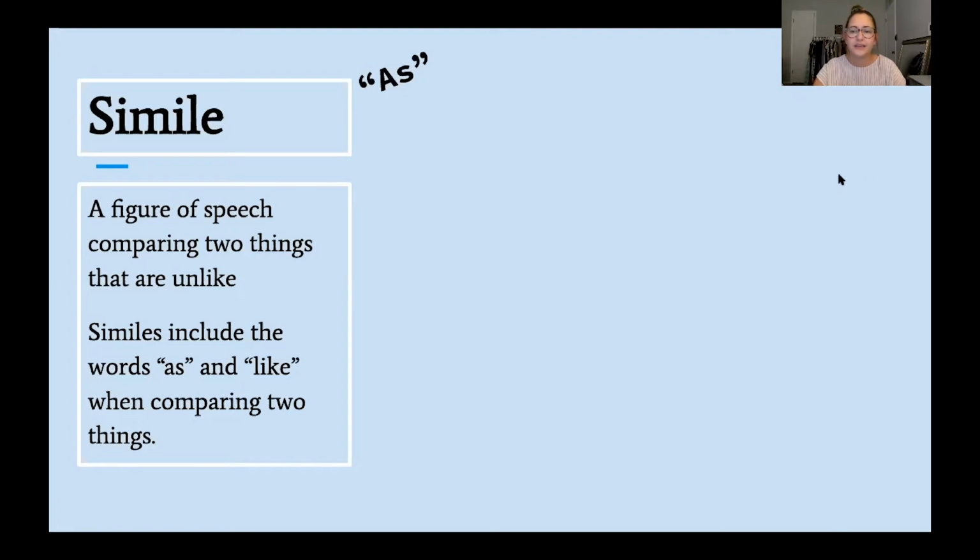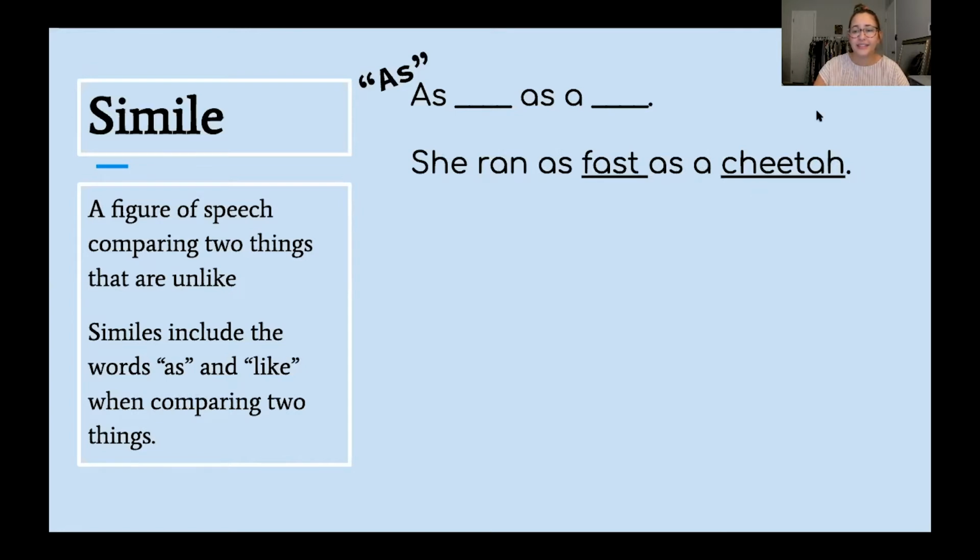So let's look at some examples using "as." This sentence usually looks like "as blank as a blank." So, I'm feeling as tired as Lilo. And here's another example. If I were to say, she ran as fast as a cheetah. This is a really common sentence to use to describe similes because we know that cheetahs are super fast and they're known for running quick.